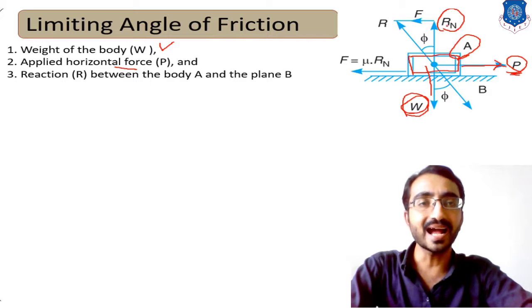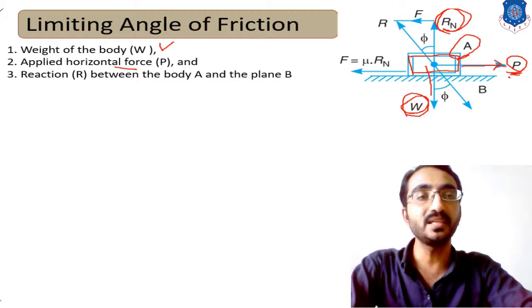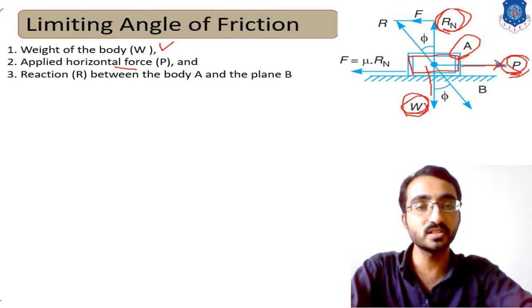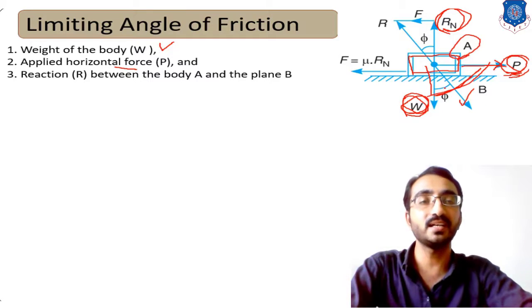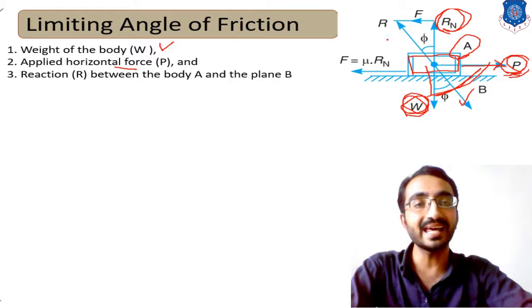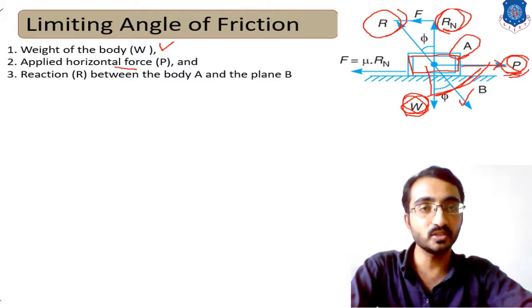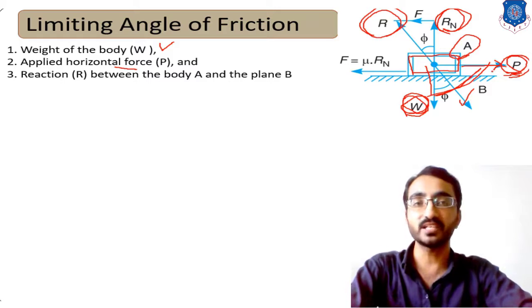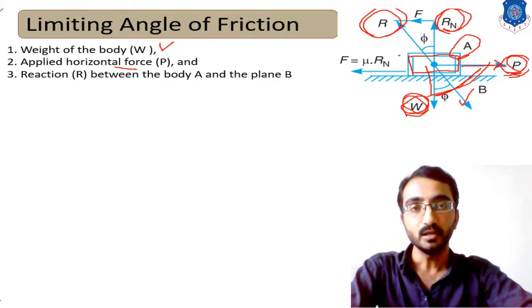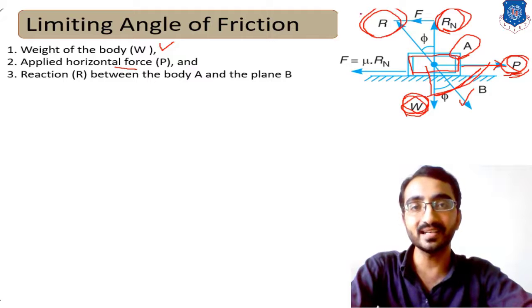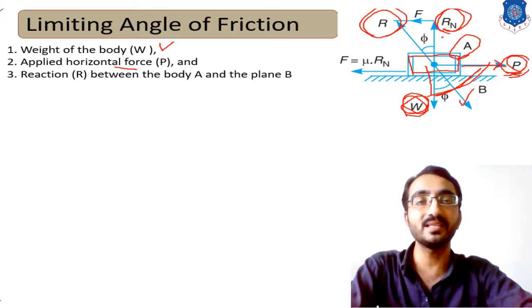Now, P is the external force and W is the load. Due to the combination of these two forces, there will be some resultant force. Let's consider R is the resultant force due to the combined effect of the external force P and the weight of the body. This resultant force R will make some angle with the reaction force Rn, and this angle is known as the limiting angle of friction.